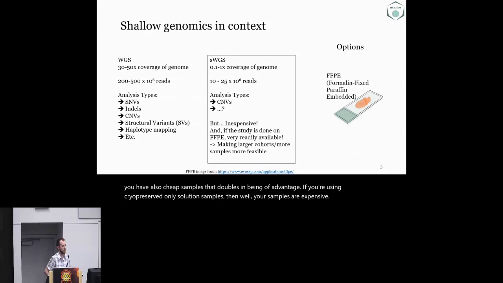Fortunately, SWGS works for FFPE as well, and FFPE is highly pervasive in the medical industry specifically, so it's the de facto sample type used in hospitals. So this makes samples readily available, and it opens up the possibility for large cohort studies for a lot cheaper. And it also makes more samples for the average study more feasible.